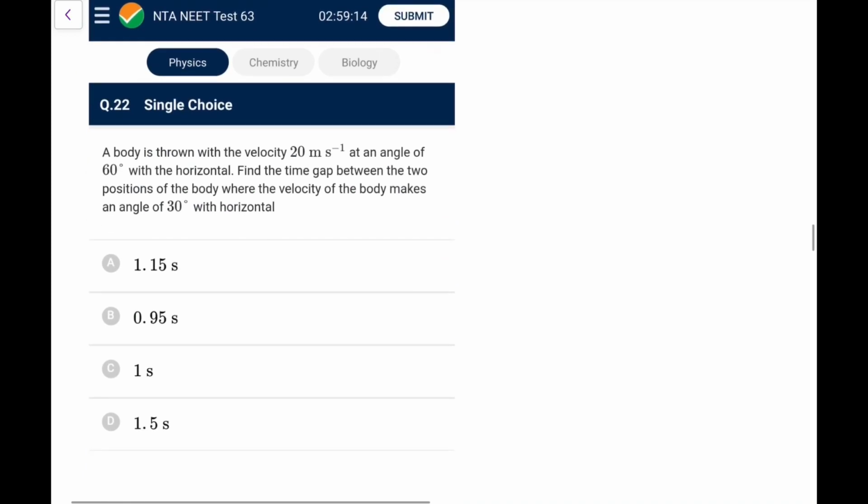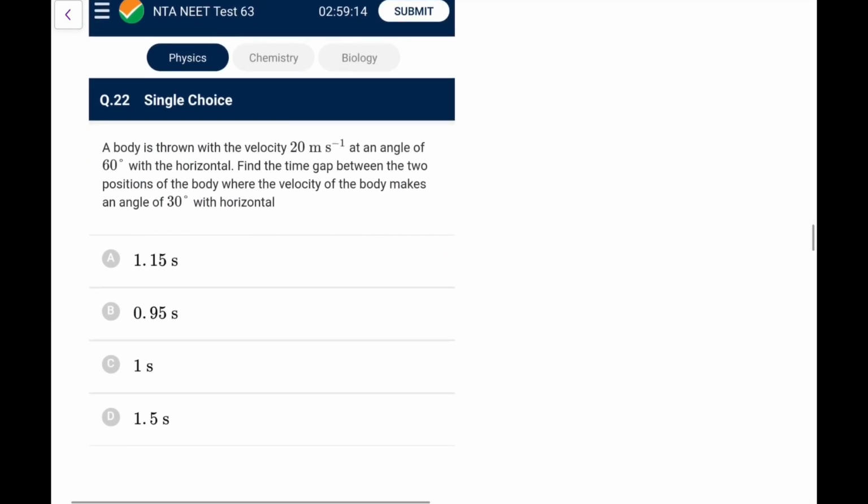Next one, a body is thrown with a velocity of 20 meters per second at an angle of 60 with the horizontal. Find the time gap between the two positions of the body where the velocity makes an angle of 30 degrees with the horizontal. Okay, so it is something like this. This is thrown at 60, so the two instants when it makes an angle of 30 are this one and this one. First of all, what I can make out is that one time it would be plus 30, one time it would be minus 30.